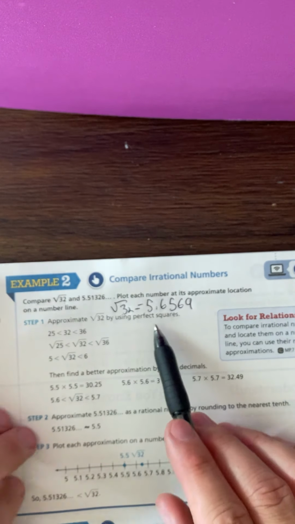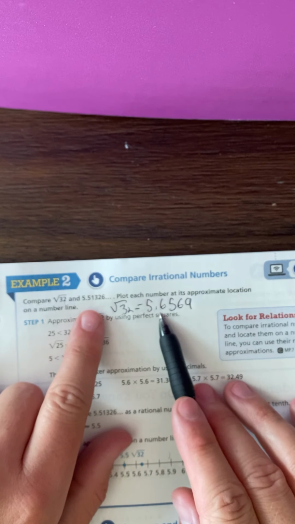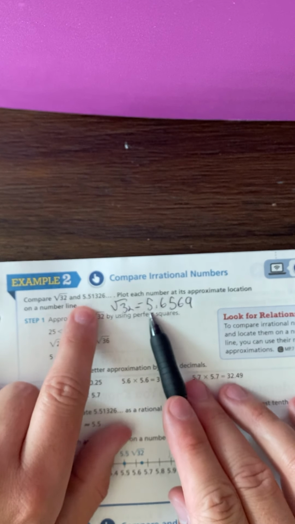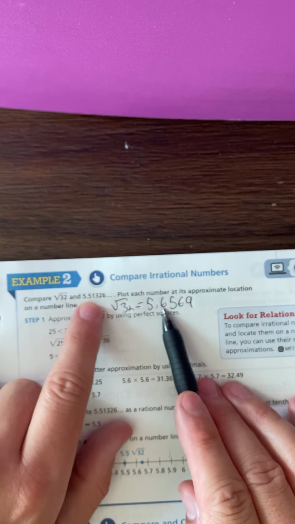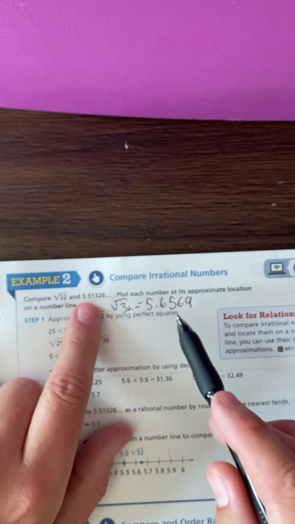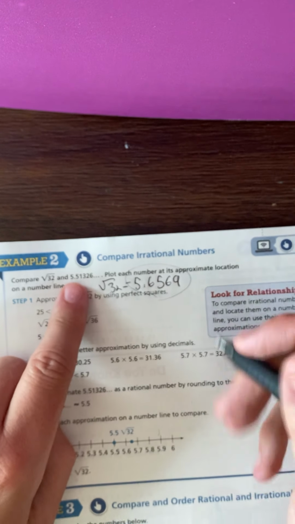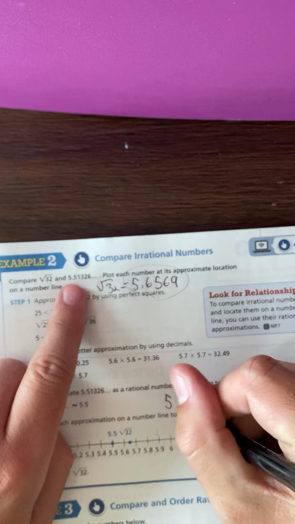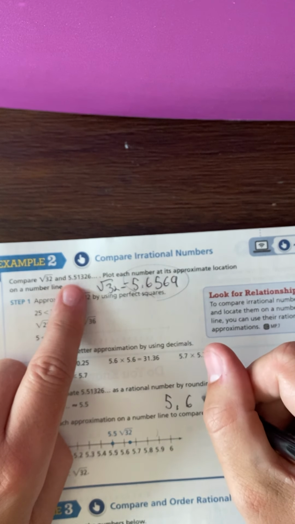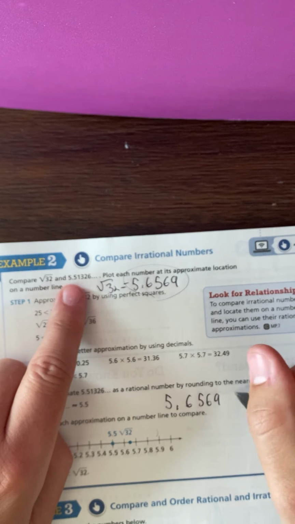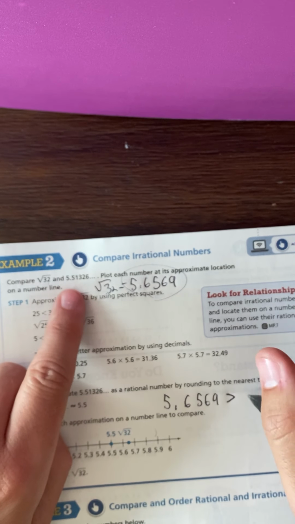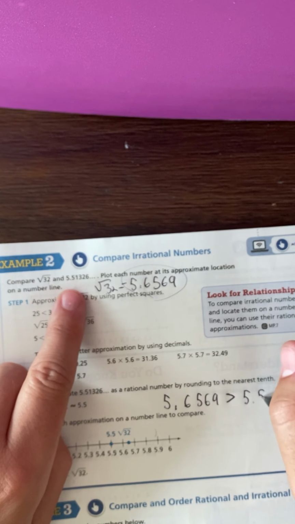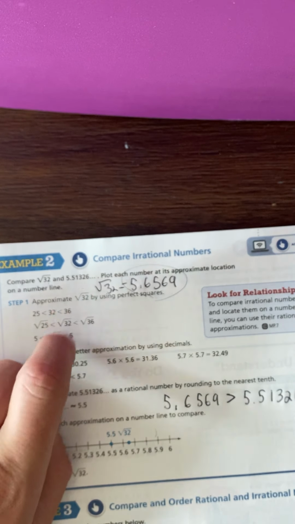So if we wanted to compare these numbers, which one is bigger? They both start with 5 decimal point. This one has a 5, this one has a 6, so therefore this number is bigger. So we could go down here and write 5.6569 is greater than 5.51326.